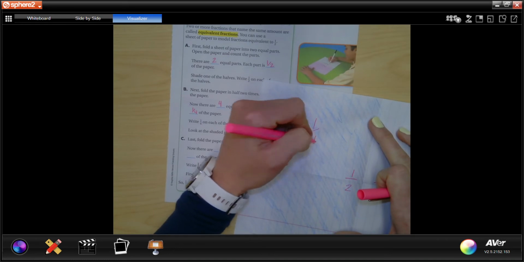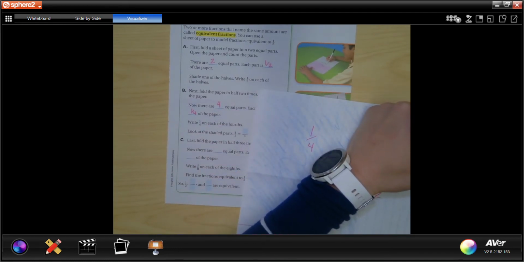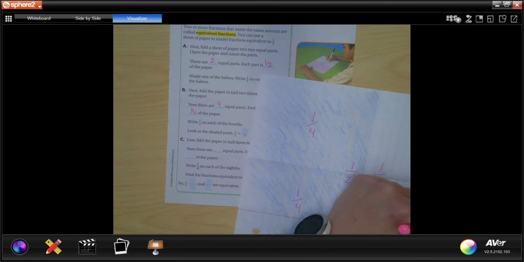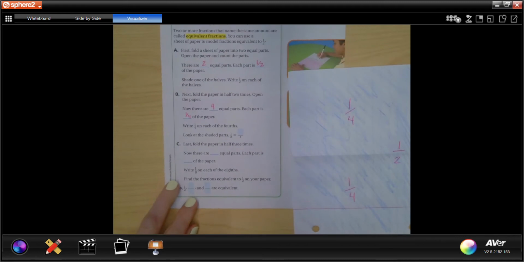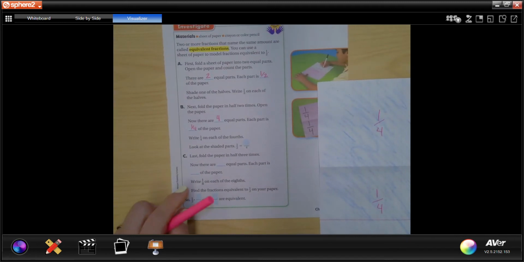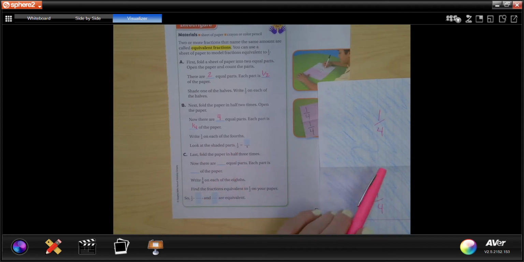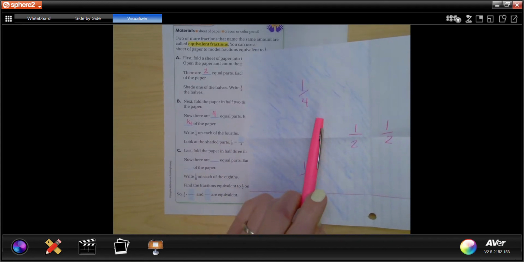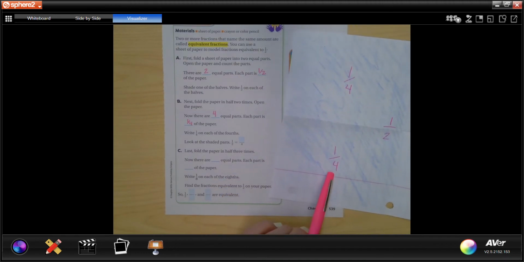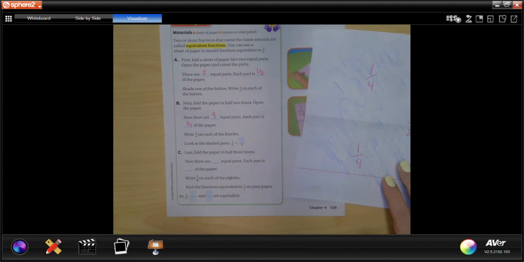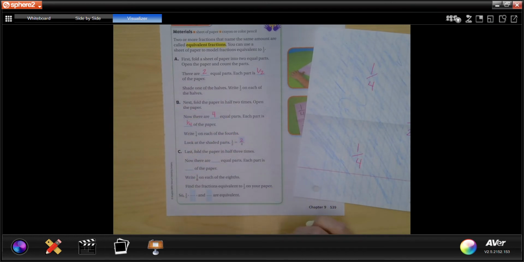1 out of 4. 1 out of 4. This is our unit fraction, 1/4. 1 out of 4 and 1 out of 4. There we go. We have our 4 equal parts. Look at the shaded parts. 1/2. So the shaded part of 1/2 is how many fourths? We have 1/4, 2/4. So 1/2 is equivalent to 2/4.